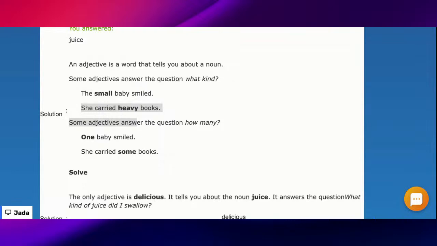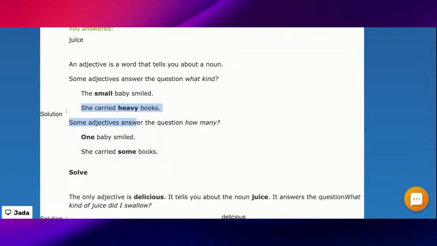All right, so we also have the how many. We have the how many for the adjective as well. So how many has to do more with numbers. It's like, how many books did she have? How many babies smiled? How many books did she carry? So how many gives us more information about number.